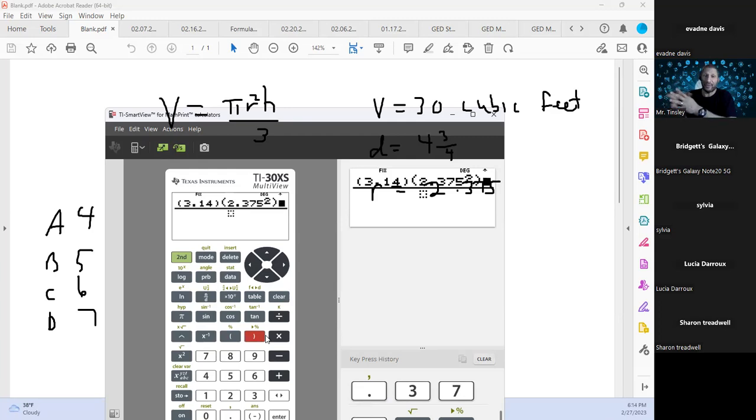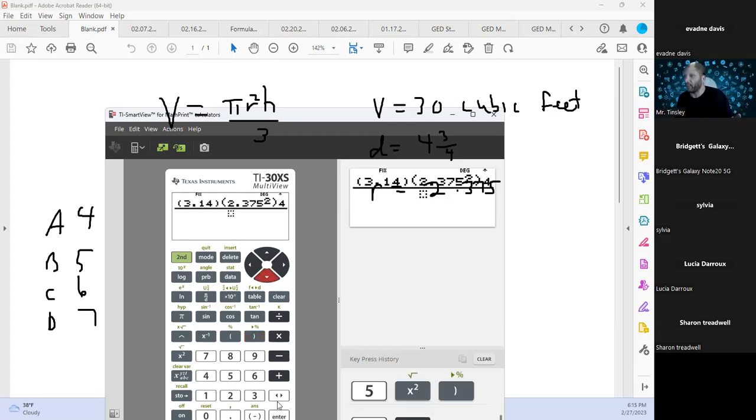Where's my height coming from? Do I know the height? No. So what number am I going to put as the height? What am I going to put for h? Not x. Are you talking about one of these numbers? Yes, one of the multiple choice. Let's try 4. We're going to start with 4 because that's the first one.